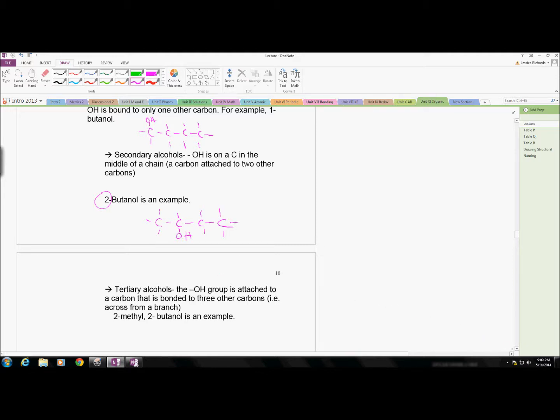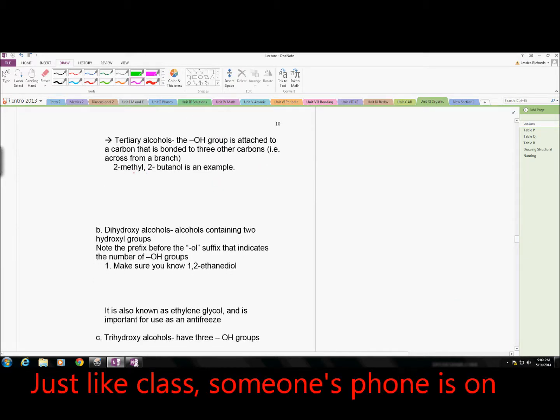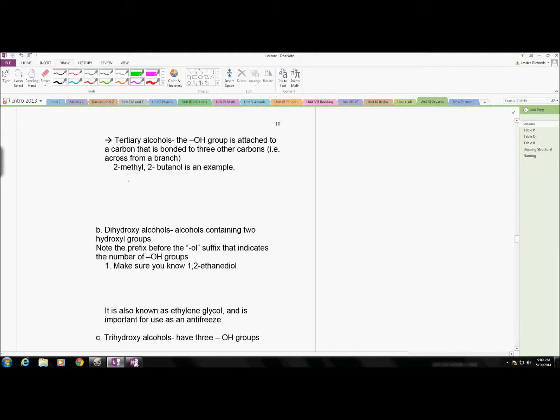Tertiary alcohols are going to be hydroxyl groups across from a branch. So an example is 2-methyl-2-butanol. So if I start with my 2-butanol, and then the 2-methyl just says on carbon 2 there's also a methyl group, like so, and hydrogens around. It's not important that you know the classifications as primary, secondary, or tertiary. Just be able to follow the naming rules and draw them, and it doesn't matter what we call them, just be able to identify them as alcohols.